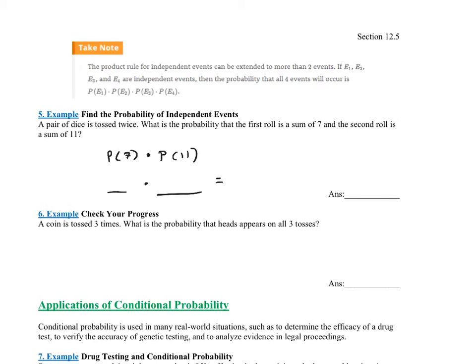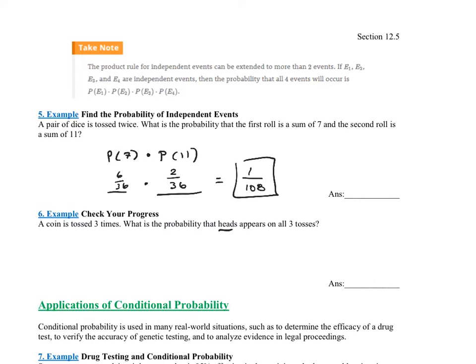So if I look back at that chart, the probability of getting a 7 was 6 of the 36 total possible, and the probability of getting 11 was 2 of the 36 total possible. When I multiply these two numbers together, go ahead and use your calculator and simplify. Let's see what you get. I'm getting a total of 1 over 108. Again, please put that answer in the answer blank.